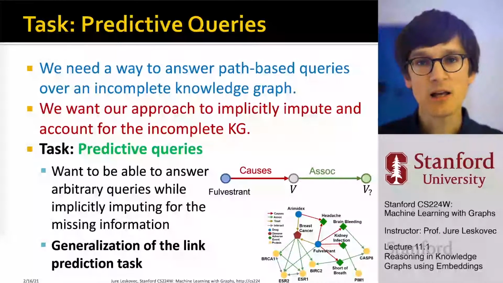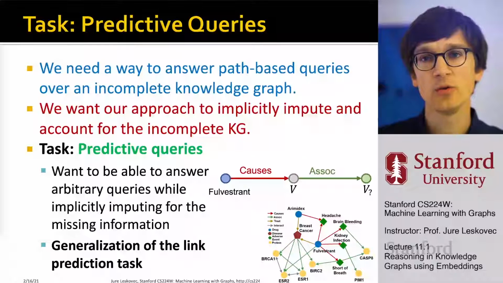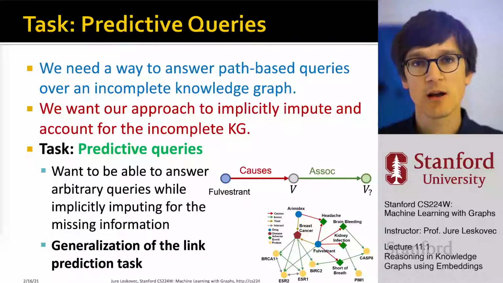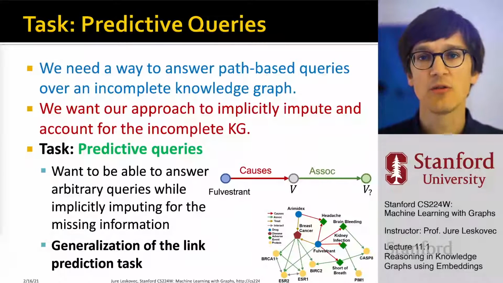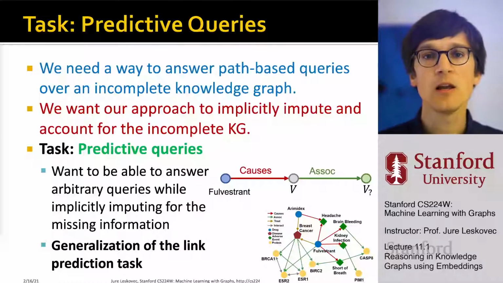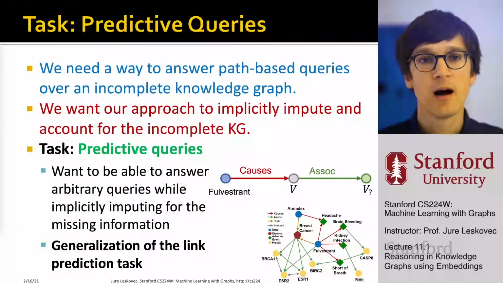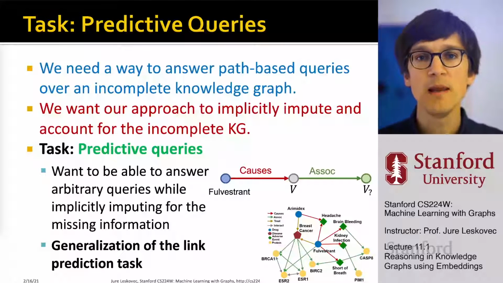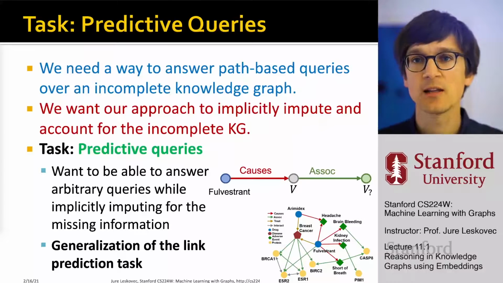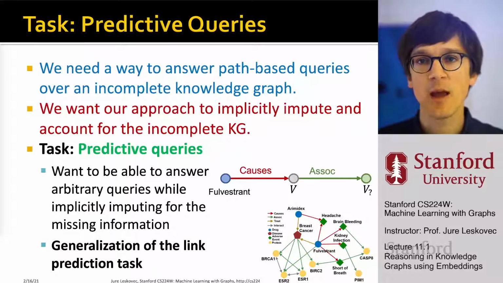So here is the idea of how we are going to formulate this. The way we are going to talk about this is we are going to call it predictive queries. The idea is that we need a way to answer path-based queries over an incomplete knowledge graph. And we want our approach to implicitly impute and account for the incompleteness of the knowledge graph. So we don't want to impute the edges and then traverse. We just want the method to take care of all this automatically.